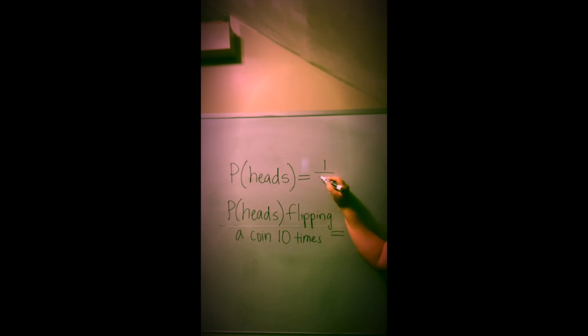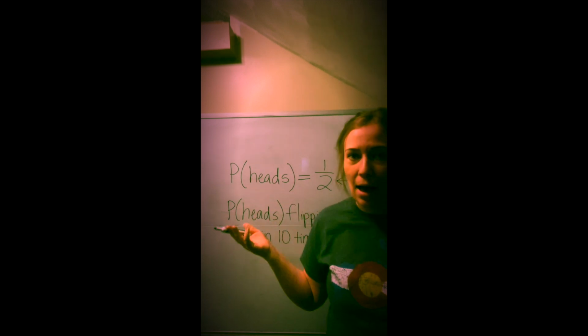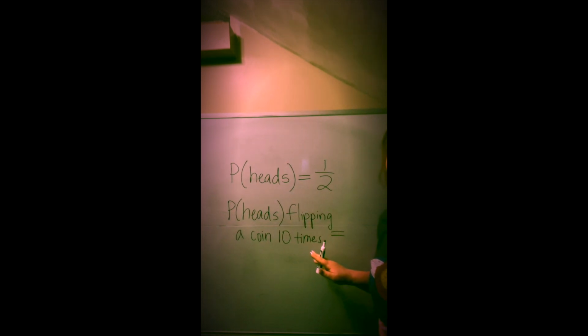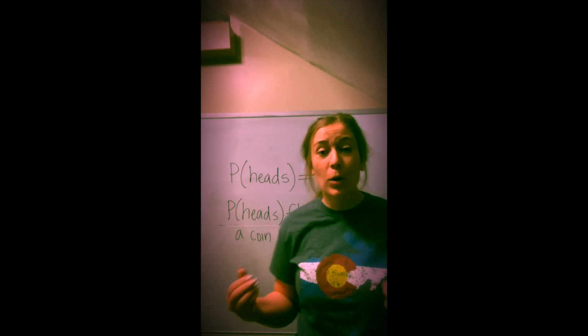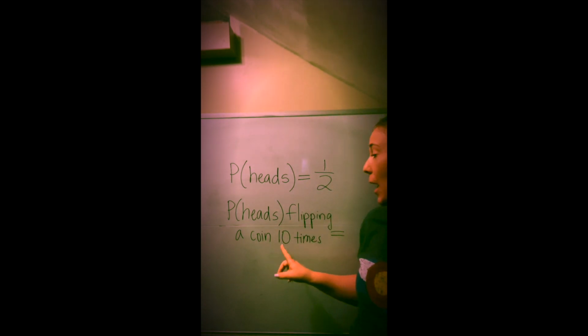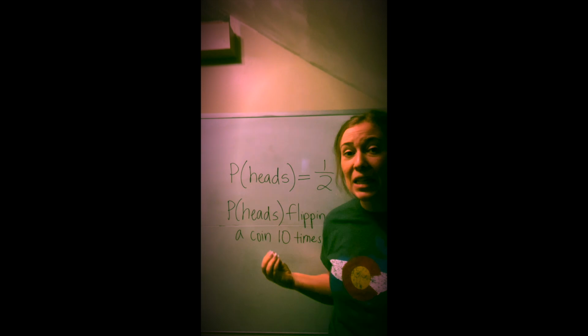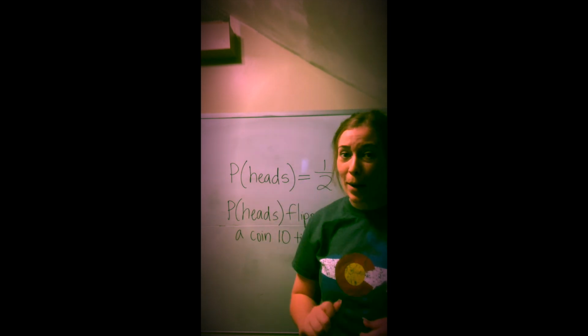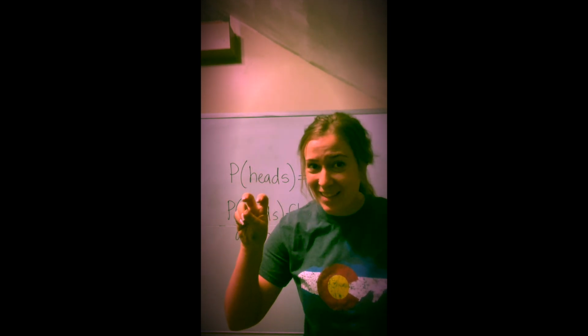1 out of 2, right? Because there are 2 sides to the coin and only one of the sides is heads. So the probability is half. And this one is experimental, where you find the probability of heads when you flip the coin 10 times. I'm going to actually flip a coin 10 times and count how many times it lands on heads to achieve my experimental probability because it's an experiment.